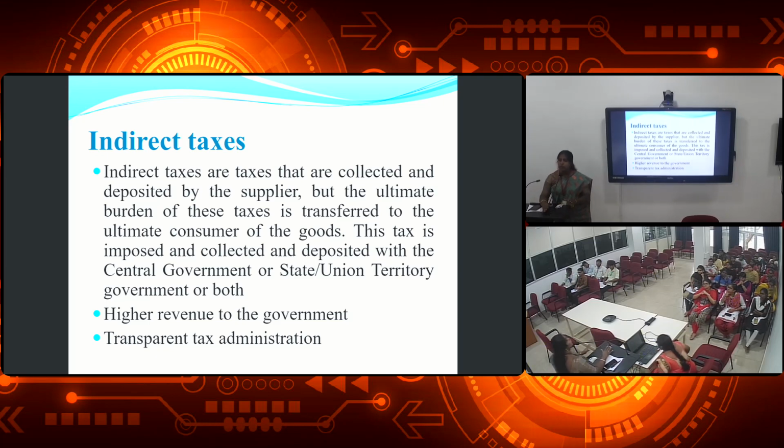Next, it is called transparent tax administration. It is known to everyone. In direct tax it is not transparent, because according to our own income and our own wealth, we are going to pay the taxes. But indirect taxes are known to everyone. If I consume some product, I am going to pay some kind of tax. So it is transparent to everyone.